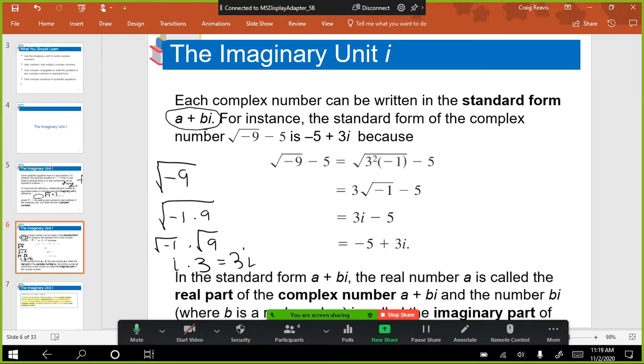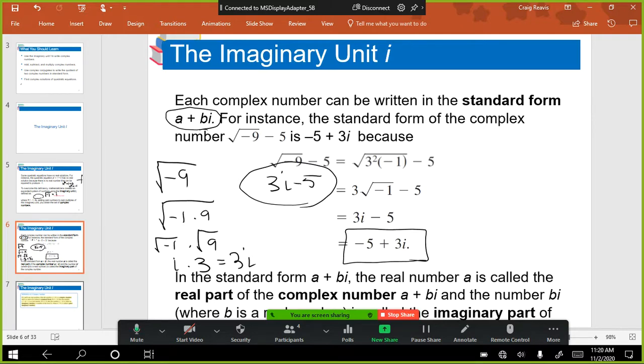Okay? So what we have is basically 3i minus 5, but what they tell us is the standard form. In standard form, they want to put the real part, right? In complex numbers, you'll have a real part and an imaginary part. Obviously, the imaginary part is the number that is multiplied by the I, all right? And to put it in standard form, they want the real part first and the imaginary part second. So we would write that as -5 plus 3i.